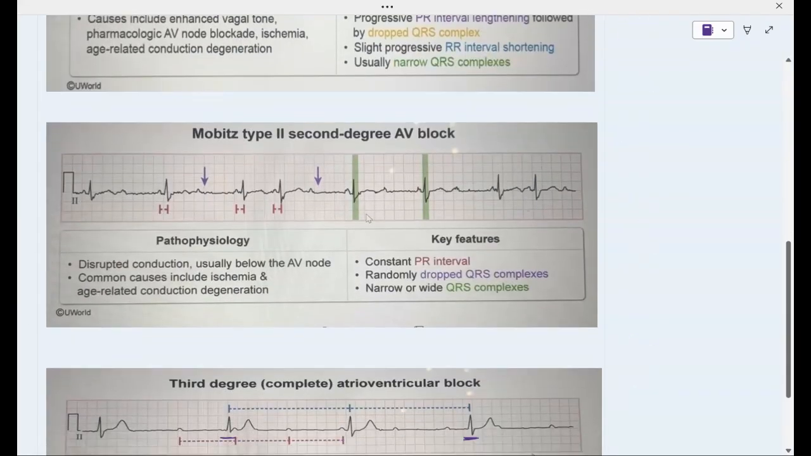Now, the third thing we have to see is the QRS. We have to observe the QRS. If within the same ECG you have narrow as well as wide QRSs, and sometimes the QRS is randomly dropped without any pattern, that means you have a P wave, but where is the QRS? So the QRS is randomly dropped, then it is Mobitz type 2.